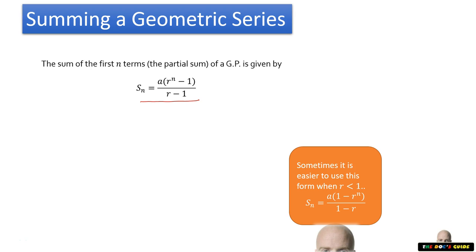Now sometimes it's easier to use a different form when r is less than 1, which just involves switching around the direction of these two signs here, because when r is less than 1, that maintains this as a positive and this as a positive. But really I don't think we need to worry too much about that. If we stick with this version here, that should get us through any situation if we're careful.